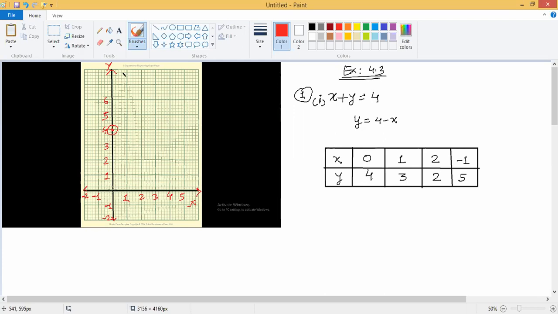0, 4. No, sir. Then 1, 3 will come here. Yes, sir. Then 2, 2 will come here. 2, 2. Yes. And then -1, 5. -1 यहाँ पे आएगा x का, and 5 ये यहाँ ऊपर आ जाएगा.